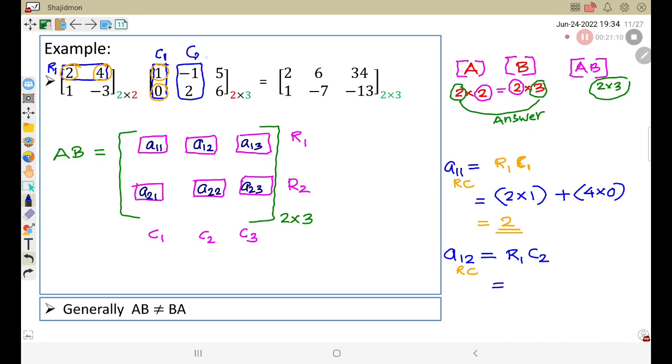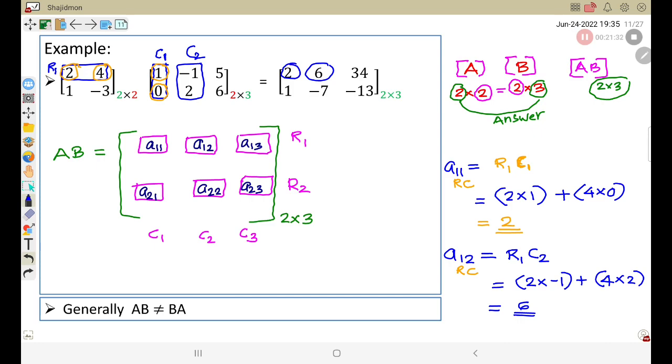This is column number 2, minus 1 and 2. So first number 2 multiplied with the first number, minus 1, plus second number 4 multiplied with the second number, that is 2. Correct? You can check the number on a calculator. What number are we getting? You will get 6. Okay, equal to 6. So this will be the second number. First number is 2, second number 6.